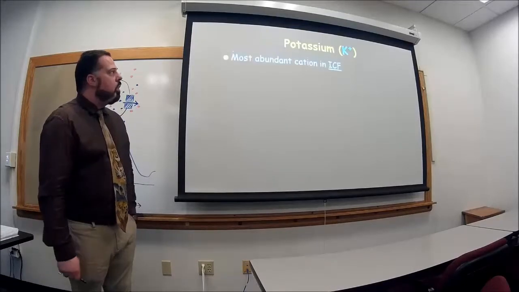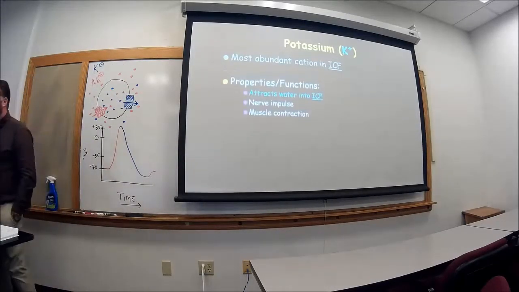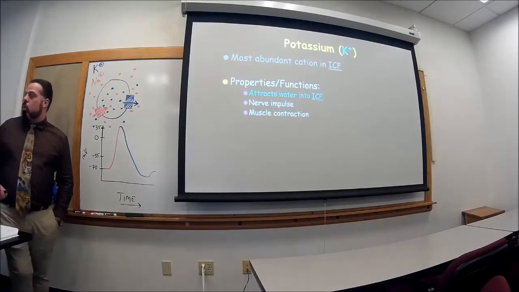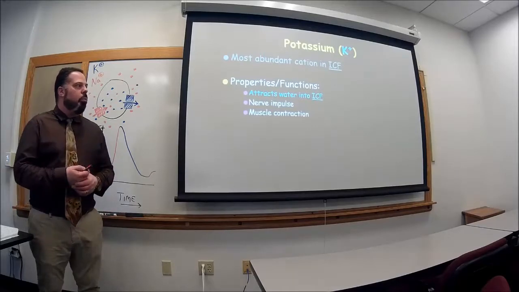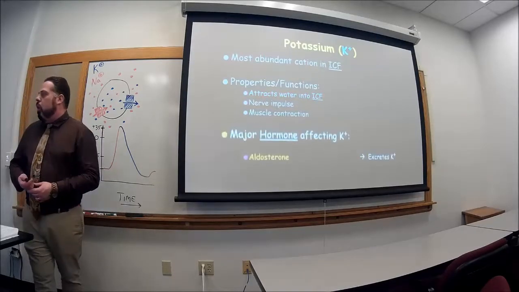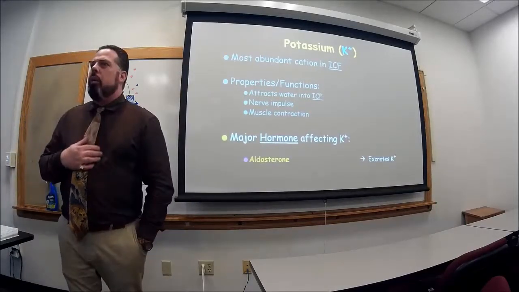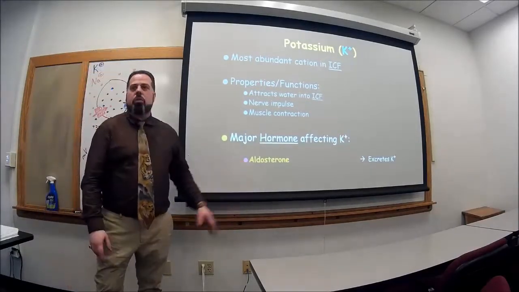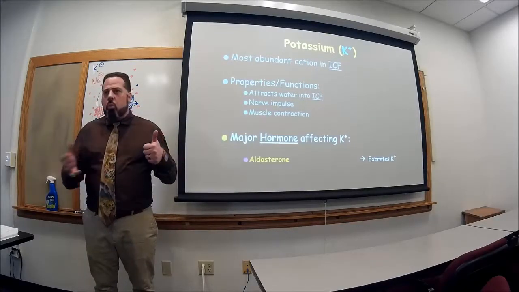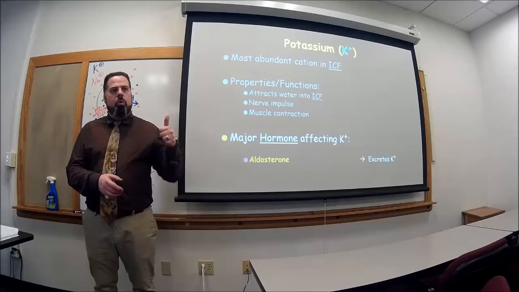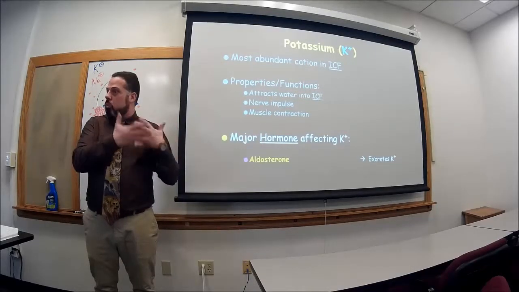Okay? Potassium, most abundant cation inside the cellular area. It's going to track water into the intracellular fluid. It deals with nerve impulses and muscle contraction. The major hormone here, there's only one to really be concerned about with potassium, and that's going to be aldosterone. Remember how we said aldosterone is going to reabsorb sodium, water is going to follow, right? As sodium goes in, it's going to make the bloodstream more concentrated. So water has to come in to dilute it.